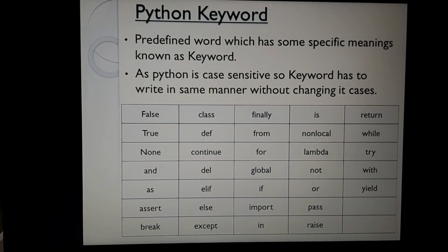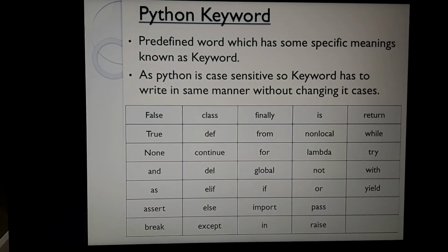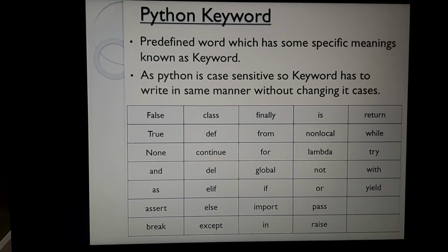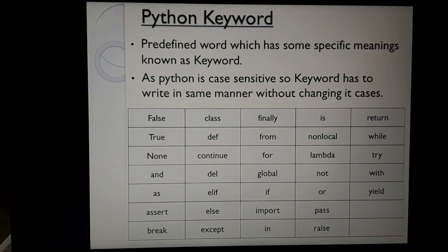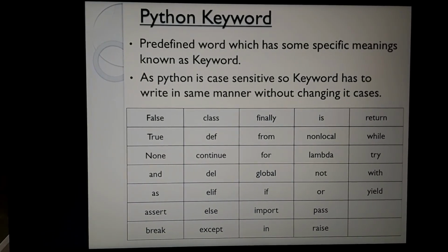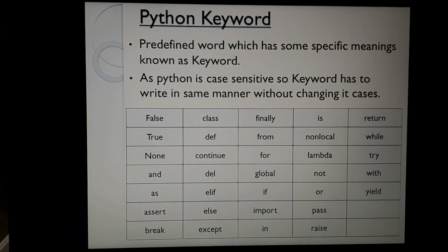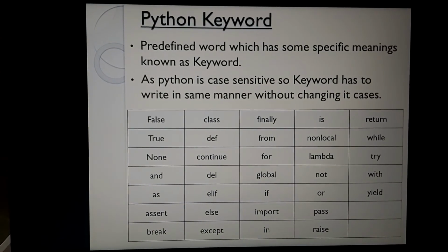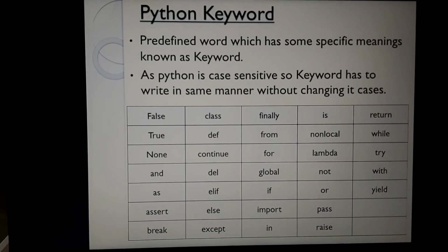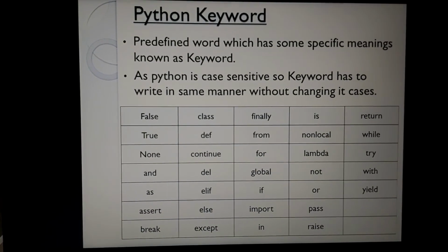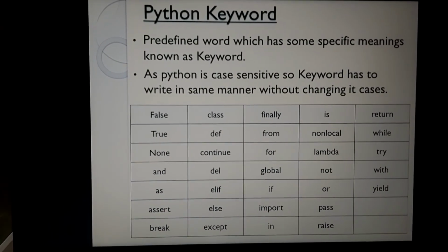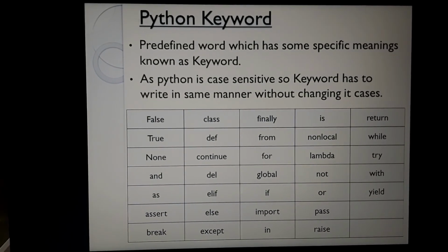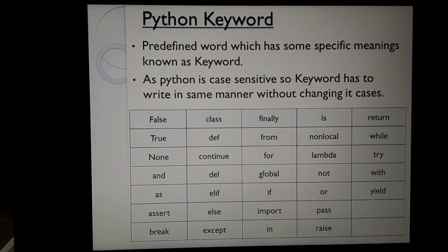What is the meaning of case sensitive? It means if you have written a capital A, it has a different meaning. If you are writing a small a, it has a different meaning. So as Python is case sensitive, a keyword has to be written in the same manner without changing its case. Can everyone see the table over here? False: F is capital, so it would be written in the same manner. Class: C is small, so it would be written in the same manner.